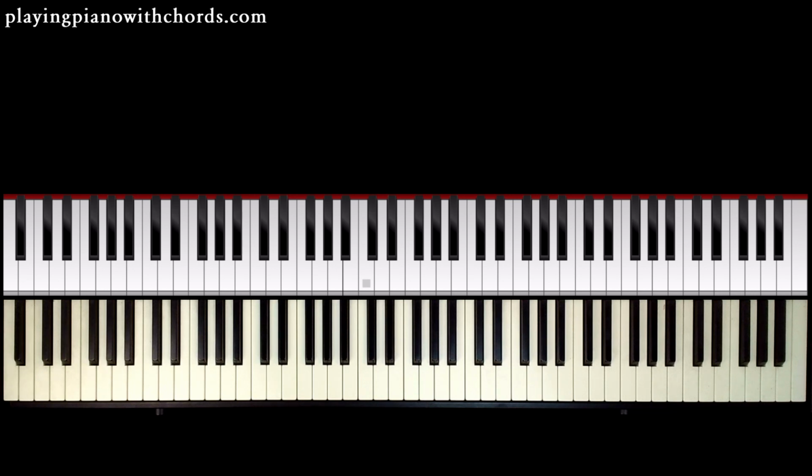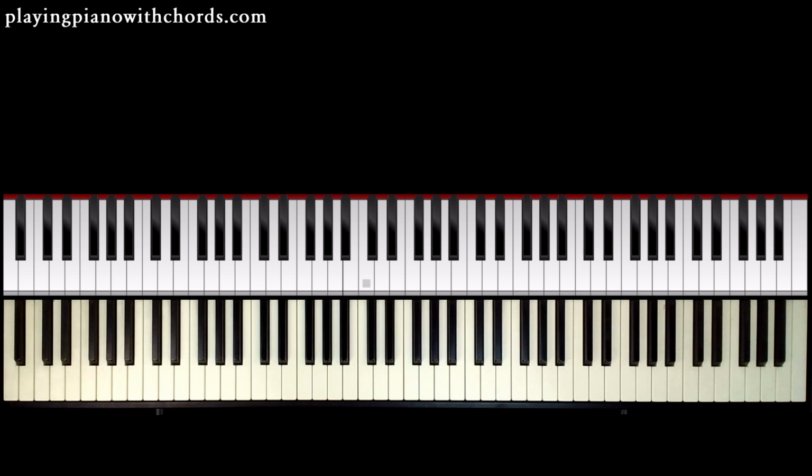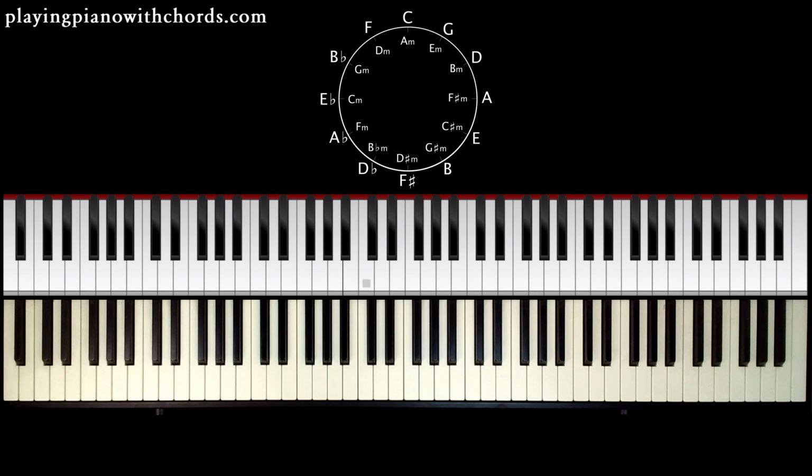I'm going to show you how to create major chord triangles to find the notes for all major chords using the circular fifths chart. It's a very cool and simple way to find all major chords in an instant. You might have seen this chart before. It can be used in many different ways. But for now, we're going to use it just to find the notes for all major chords.